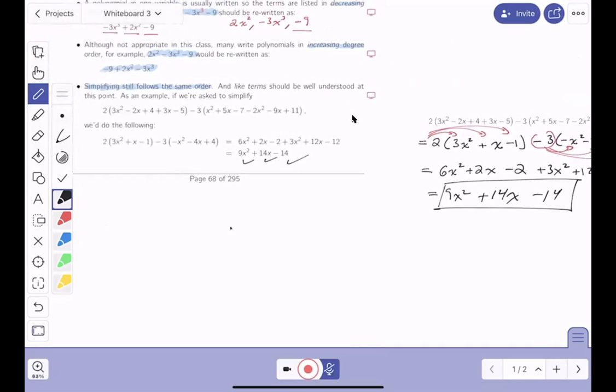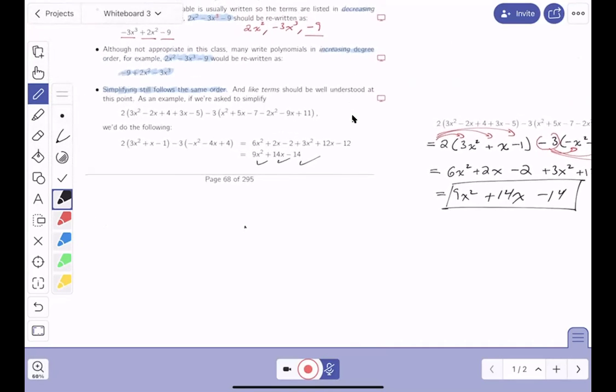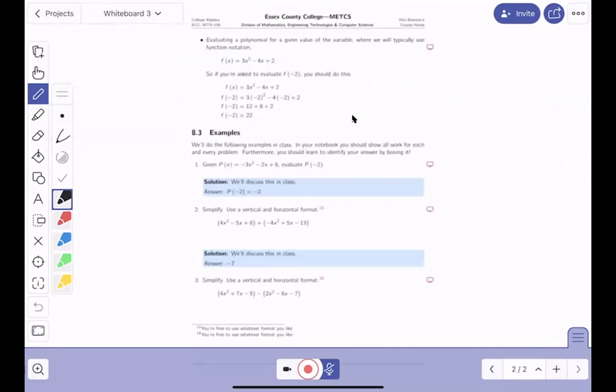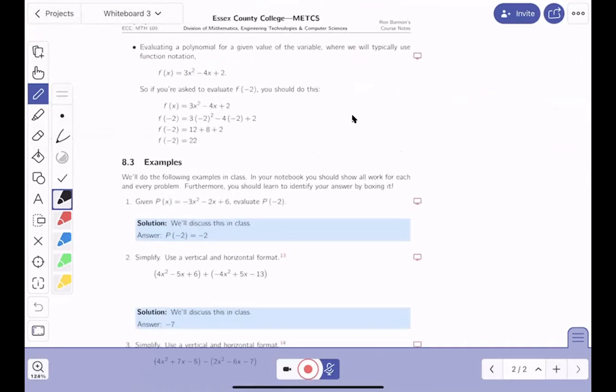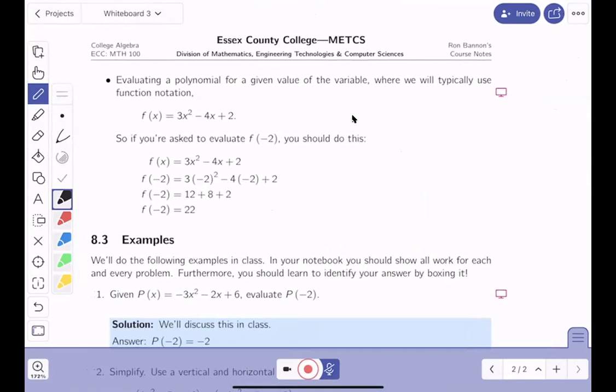All right, let's go to the next page. I think we're done with that. Yep, we're done with that. The next page, and we'll talk about this. All right, evaluating a polynomial for a given value of the variable.